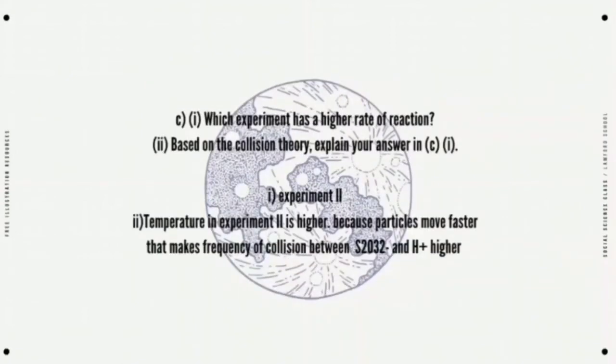Question C1. Which experiment has a higher rate of reaction? C2. Based on the collision theory, explain your answer in C1. The answer for number 1 is experiment 2. For number 2, the temperature in experiment 2 is higher, so the particles move faster. That means the frequency of collision between S2O3^2- and H+ is higher.